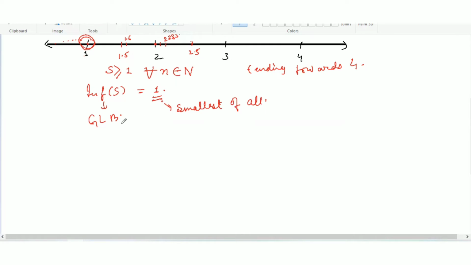Smallest of all. And in some set you can find some number below this one, so many numbers below this one, so that you can say that of all of them, the smallest number will be the greatest lower bound.